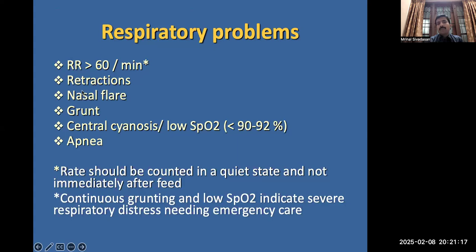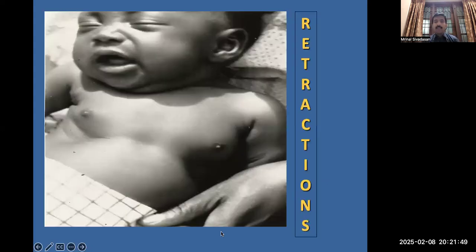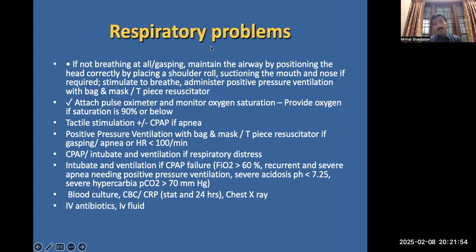If there is a respiratory problem, the baby may have tachypnea, that is, a respiratory rate of more than 60. There may be one of the three, that is retraction, nasal flare, or grunt. Plus, there may be desaturation, that is central cyanosis, and there may be apnea. The rate should be counted in a quiet state, not when the baby is crying and not immediately after a feed. It should be counted over at least 1 minute. If it is high, then you may have to repeat it once more to confirm tachypnea. Continuous grunting and low saturation indicate severe respiratory distress and need emergency care. This is a picture of a baby with chest retraction showing respiratory distress.